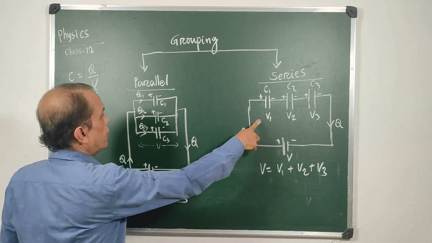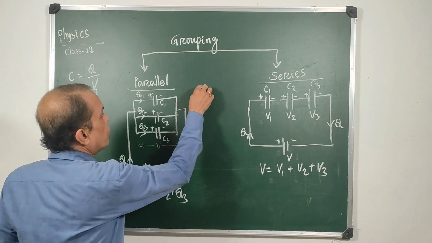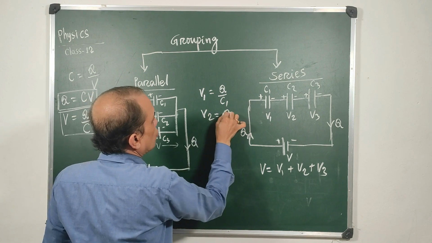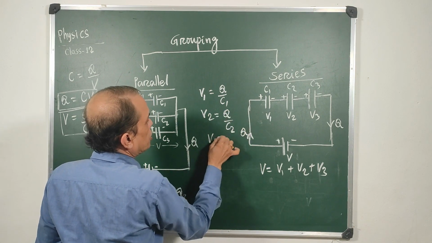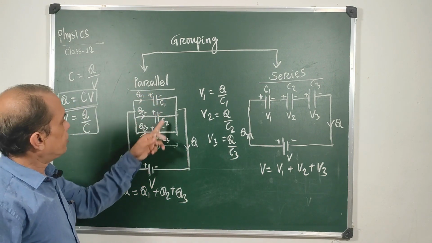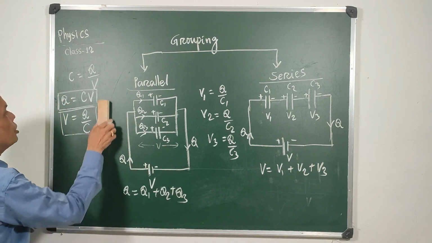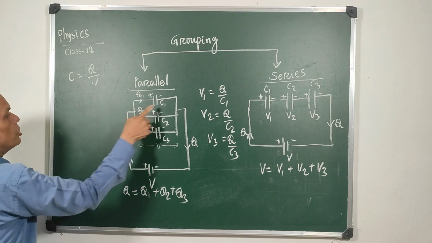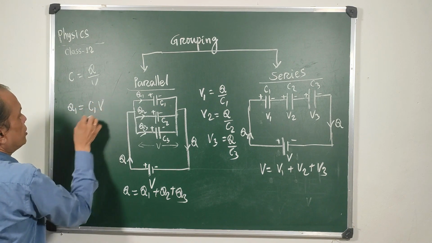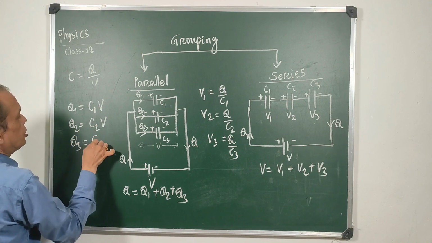So here we can find each capacitor is having a different potential. So V1 is Q by C1, V2 is Q by C2, V3 is Q by C3 here. While in this case each capacitor is having a different capacity and a different charge, but the potential remains the same. So here we can use the Q1 factor. Q1 is C1V, Q2 is C2V, Q3 is C3V.